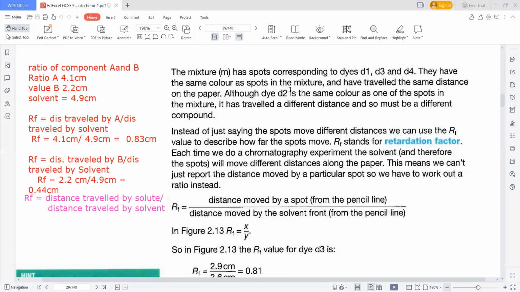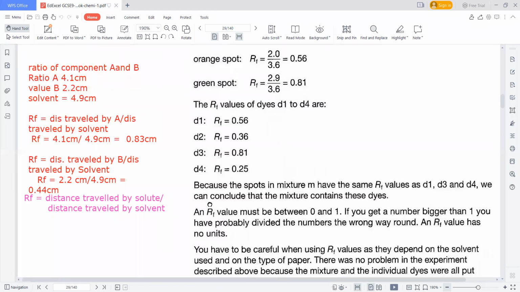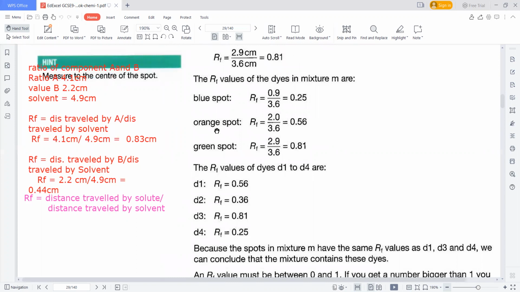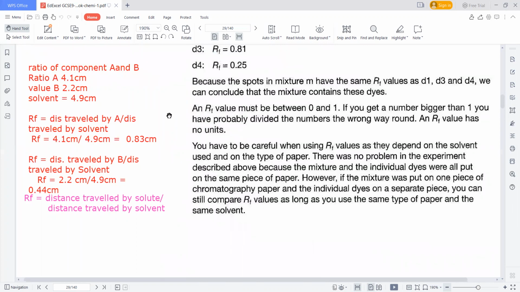Let's see how the remaining task is taught in the book. When it comes to the four dyes, you take the retardation factor of all of them using the same procedure. As a precaution, be careful when using RF values, as they depend upon the solvent used and the type of paper you are using. They depend on affinity and the solubility factor.